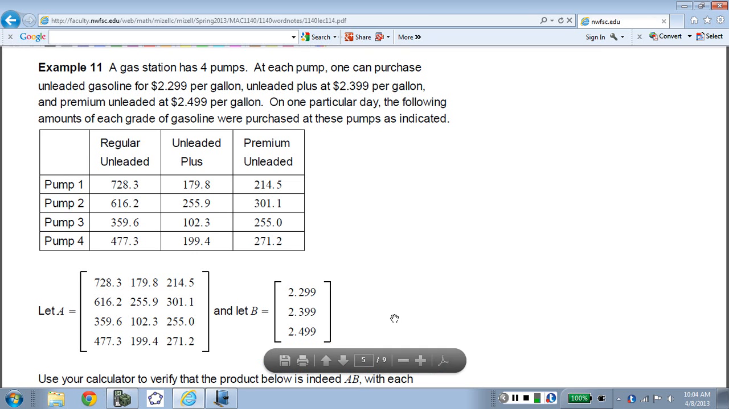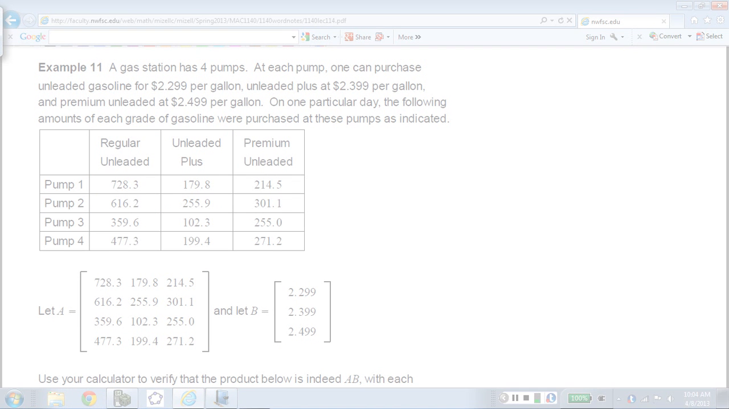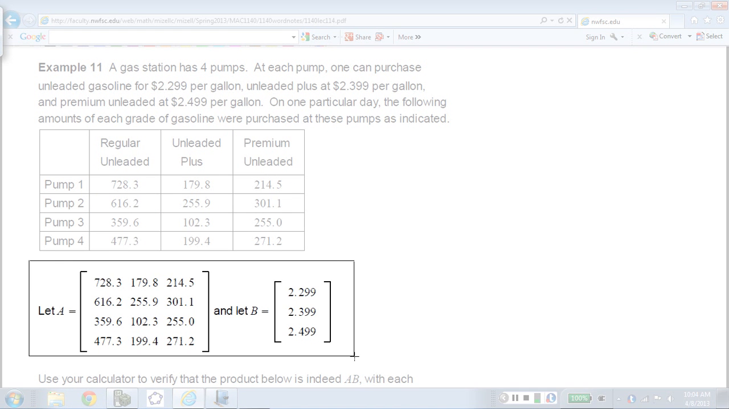Matrix B is simply the price of the gas: the price of the regular unleaded, the price of the unleaded plus, and the price of the premium unleaded. If we multiply these matrices and form the product AB, first of all, is it okay? Can we multiply matrices of these two orders together?